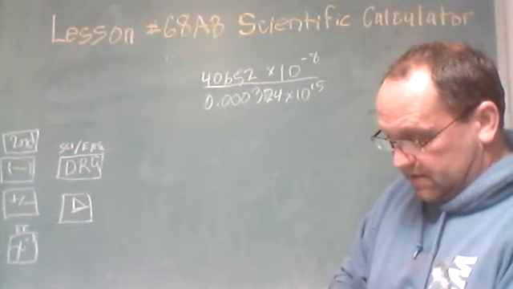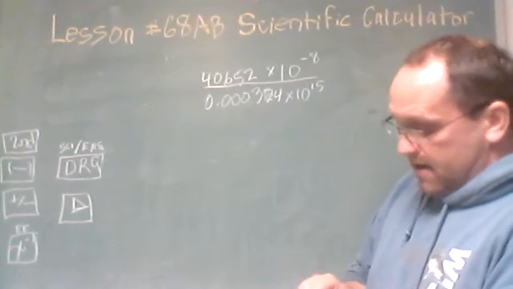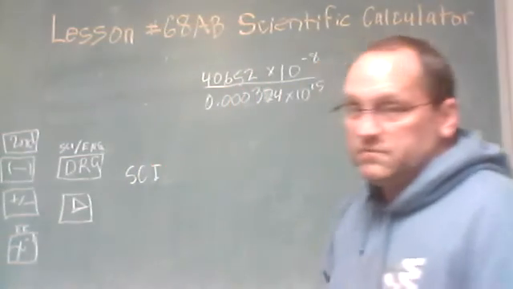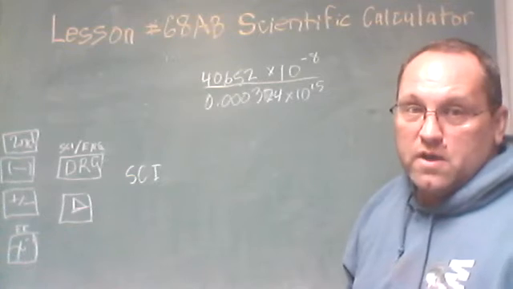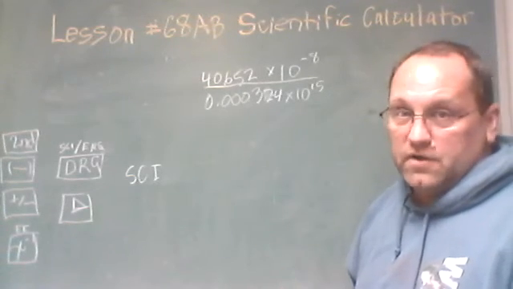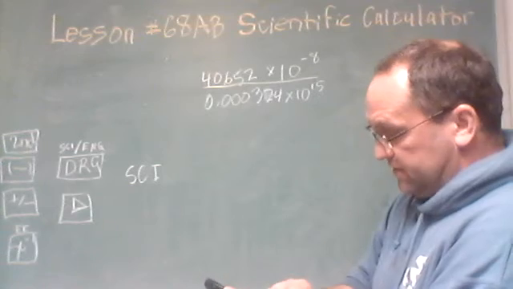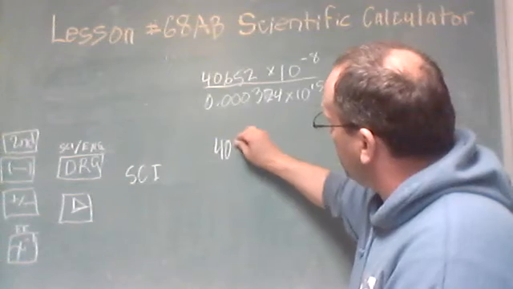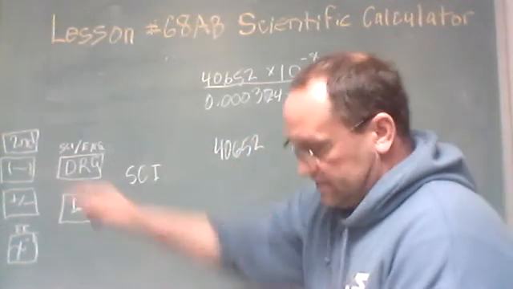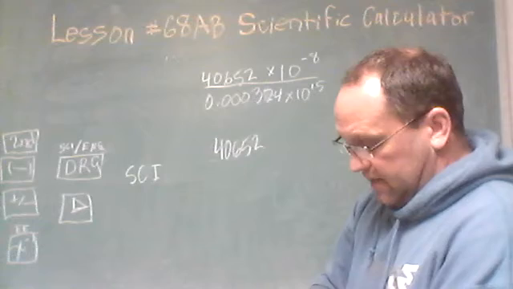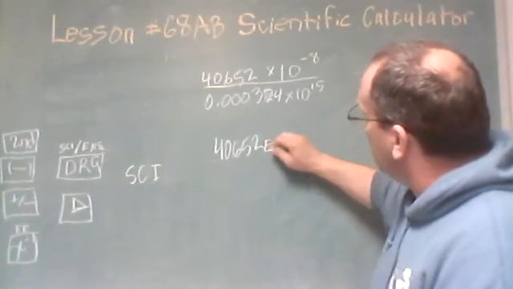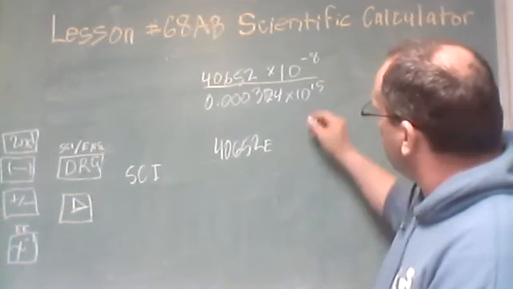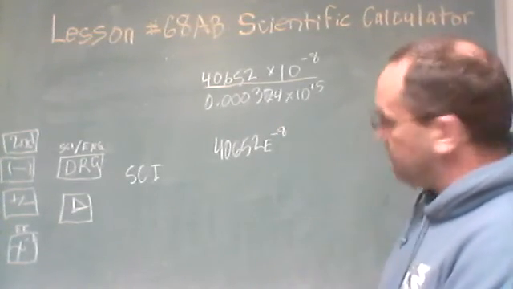So I'm going to clear myself. Also, at the bottom of my screen, it's showing SCI, which means I'm still in scientific mode. The answers will return in scientific notation. So I'm just going to put in 40652. I'm going to go second into exponential mode. That gives me an E, which means times 10. I'm going to put a minus 8. That number is in.